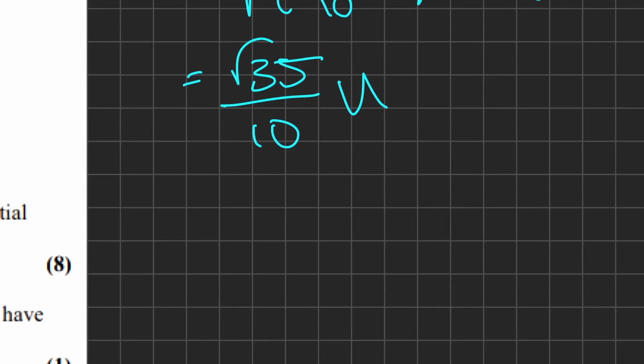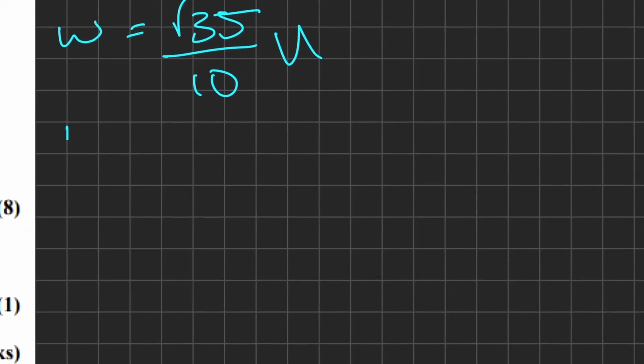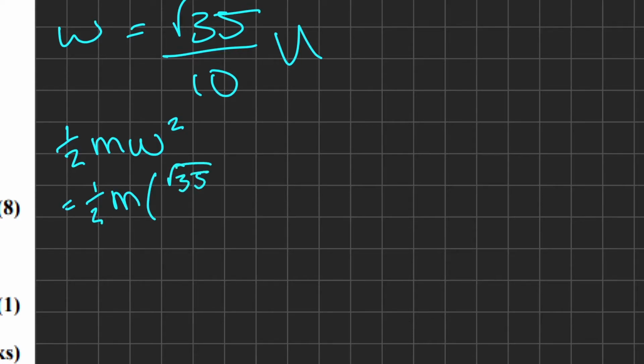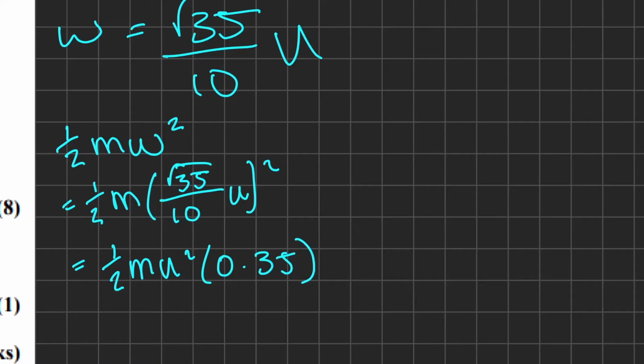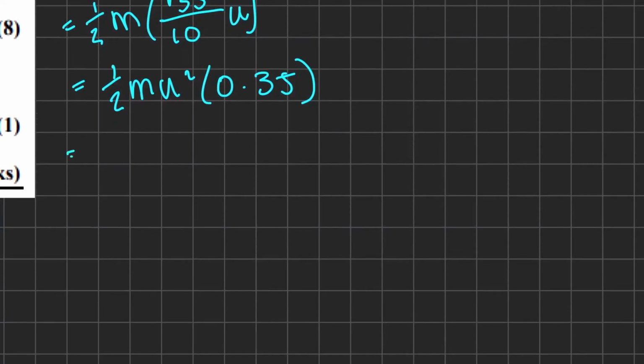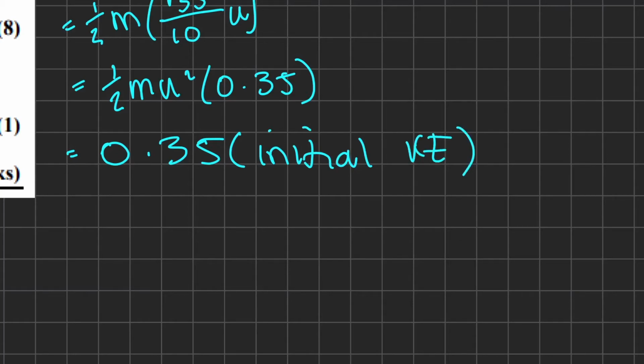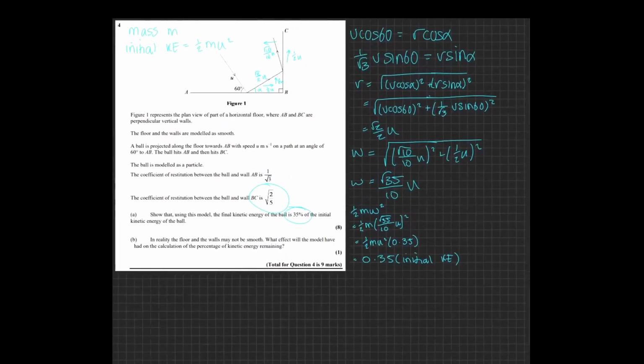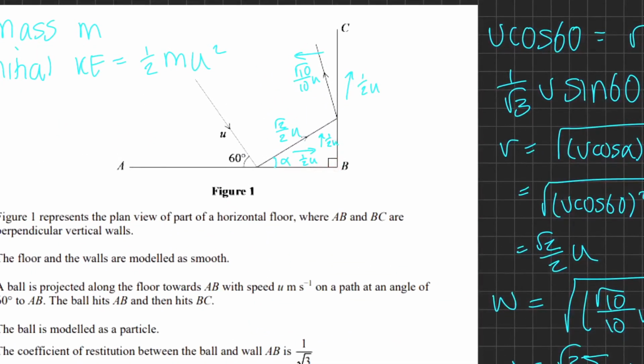Now let's work out the final kinetic energy after both collisions. Well, that's just going to be a half times m times the final velocity squared, which we've called w, which is a half m root 35 over 10 u squared, which is a half m u squared times 0.35, because this number squared is 0.35. And that has proved that it is 35% of the initial kinetic energy, like it's asked. So this is quite an easy question. You just have to do a bit of resolving, and it's quite nice and easy because the walls are perpendicular.